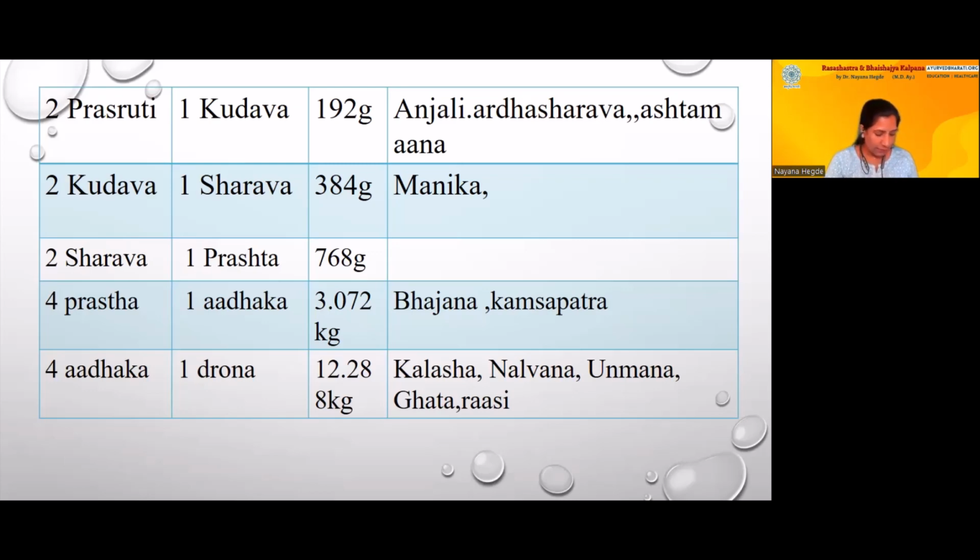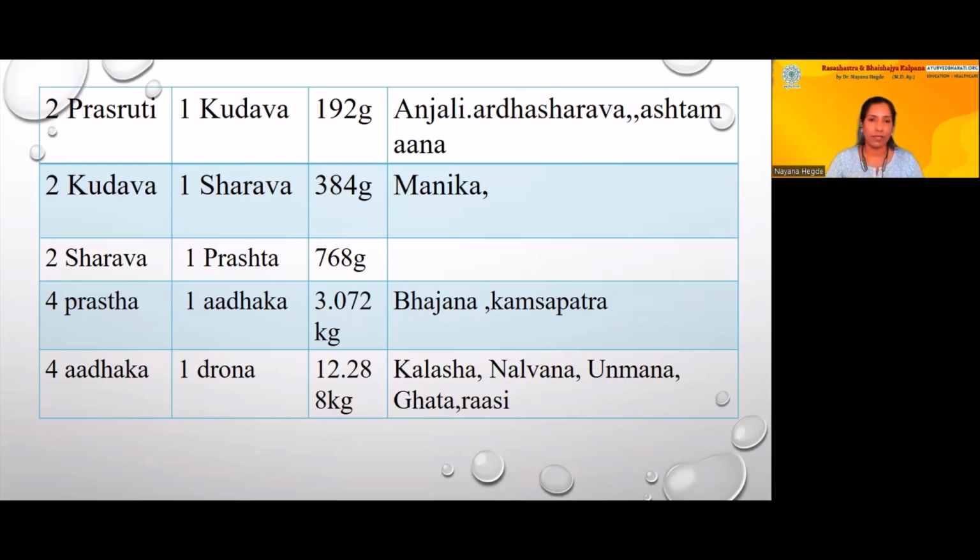For that, they have given anjali: kara dvaya milita samputakara. Okay. So this samputakara is anjali. The weight which we can hold in this method is equivalent to 1 pudava. Whatever weight we can hold by holding the two hands together and making them into a bowl-like shape becomes equivalent to 1 pudava.